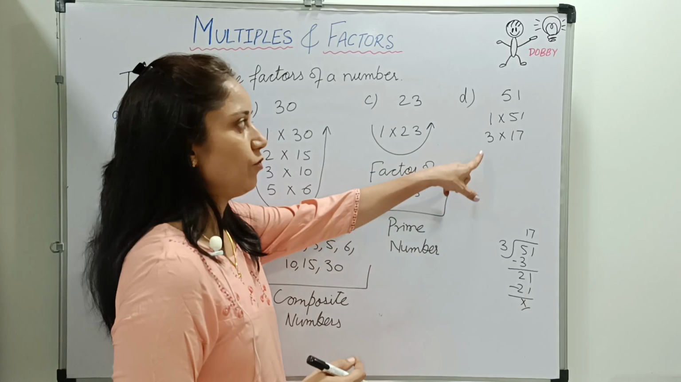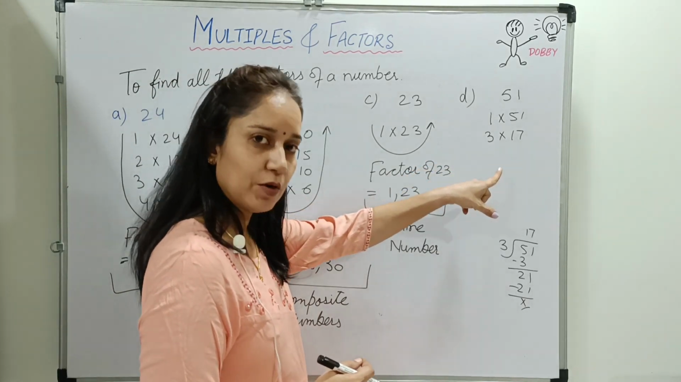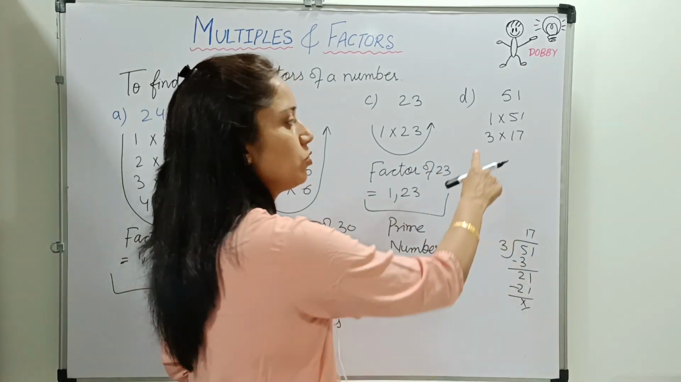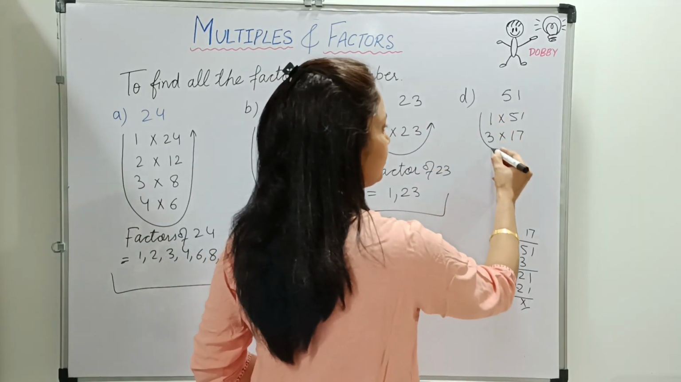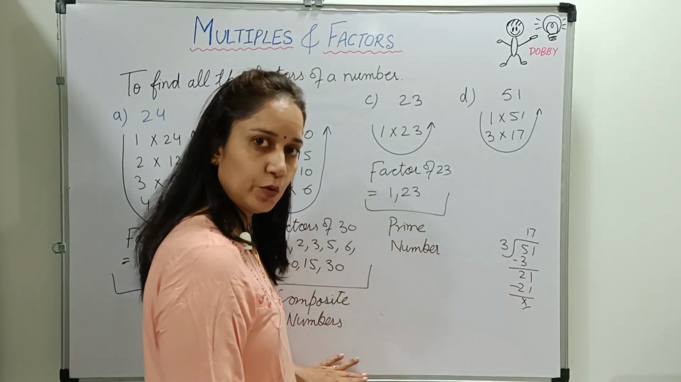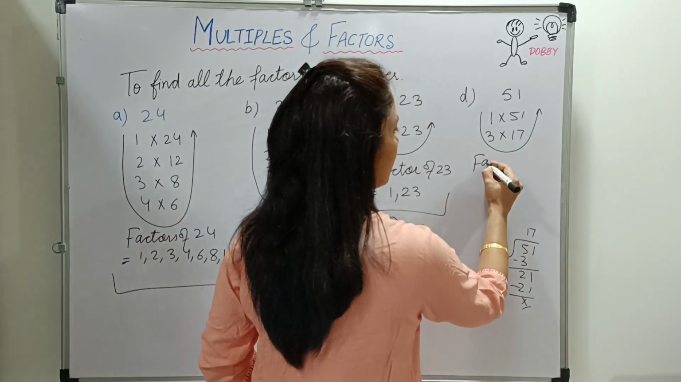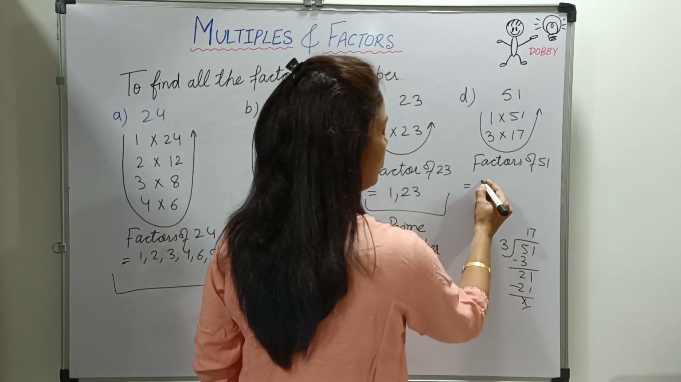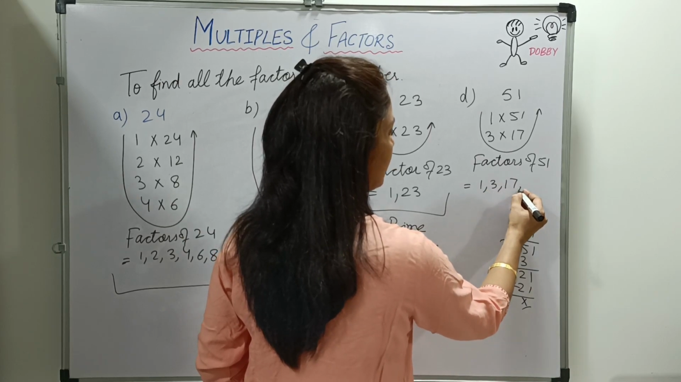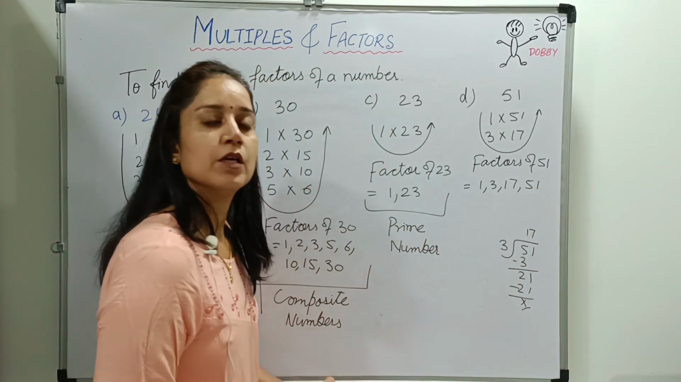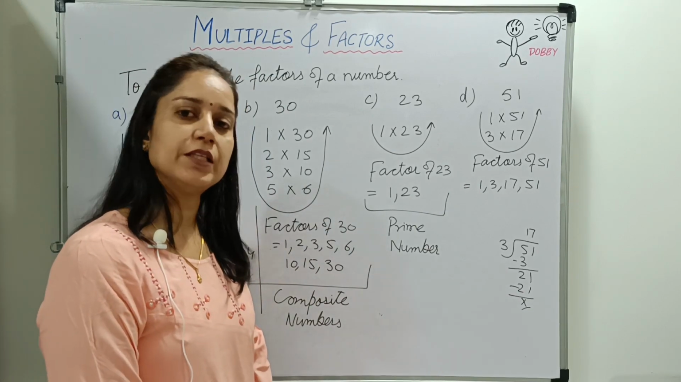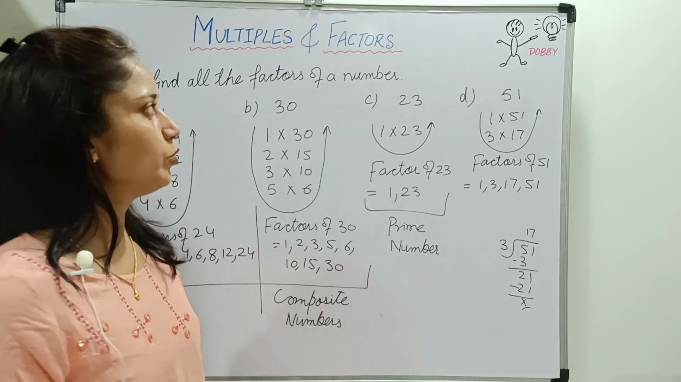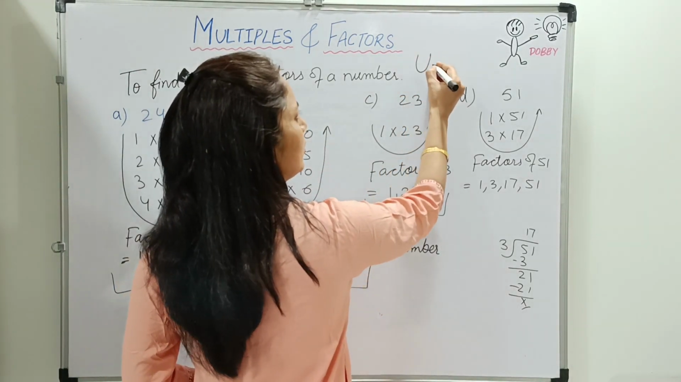Any other factor? Table of 4, 51 does not come. Table of 5, table of 6, table of 7. You keep on checking. No other table gives 51. So here only it ends. Write the factors in increasing order. Factors of 51 equals 1, 3, 17 and 51. So I hope you have understood how to find all the factors of a given number using the U method. So you can remember it as the U method.